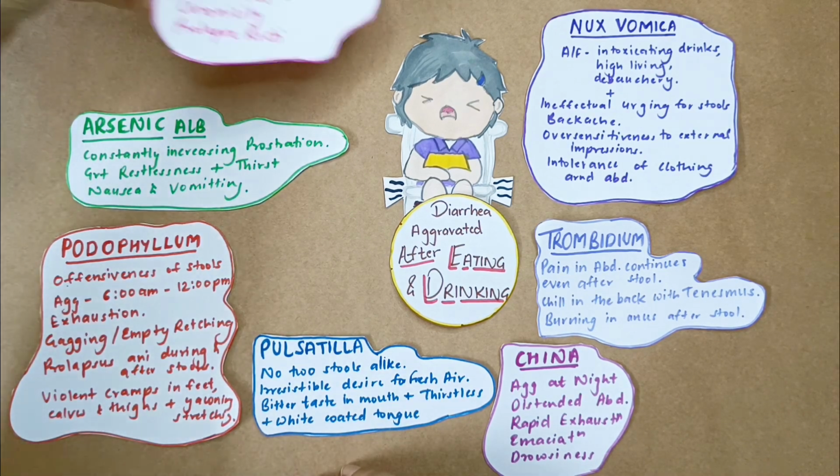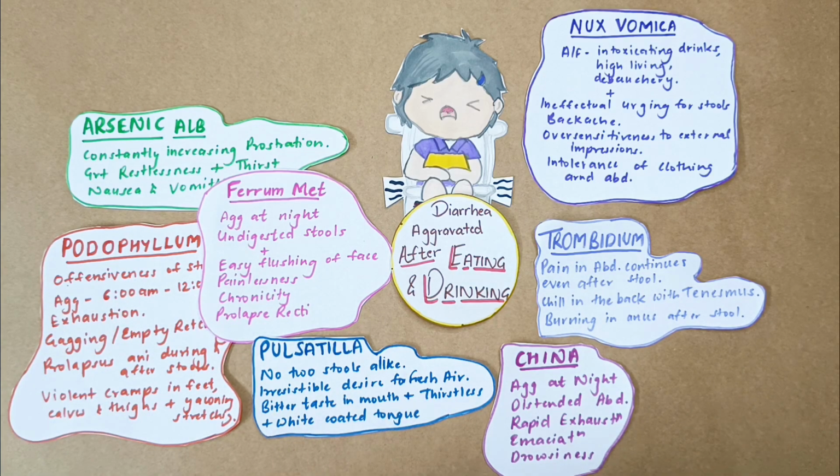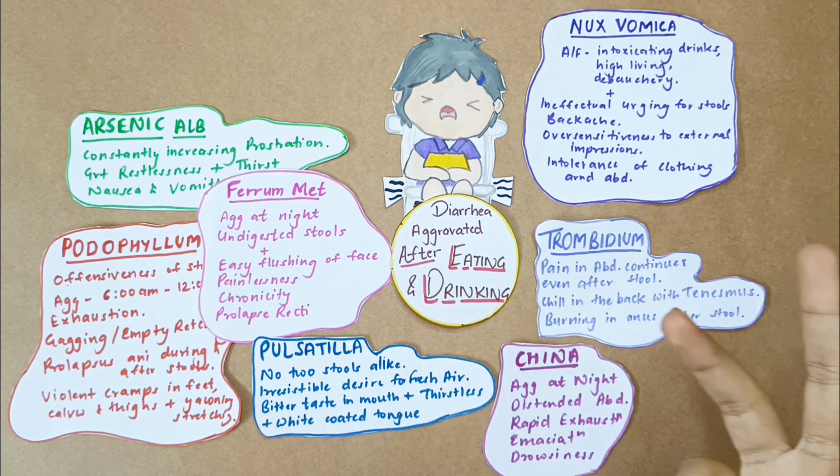Moving on to the next remedy, which is ferrum met. In ferrum met we see that again there is aggravation at night. We also saw in China there was aggravation at night. Undigested stools are there. Plus, an important symptom which is very characteristic for ferrum met is easy flushing of face. So the face easily gets flushed, it gets reddened, on any slightest exertion or any slightest cause, and there's painlessness, chronicity, and prolapsus recti again.